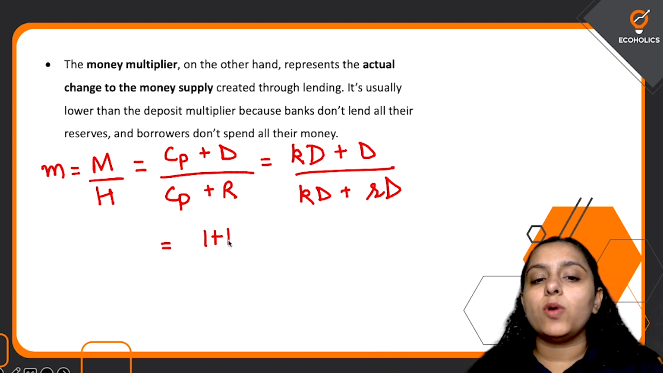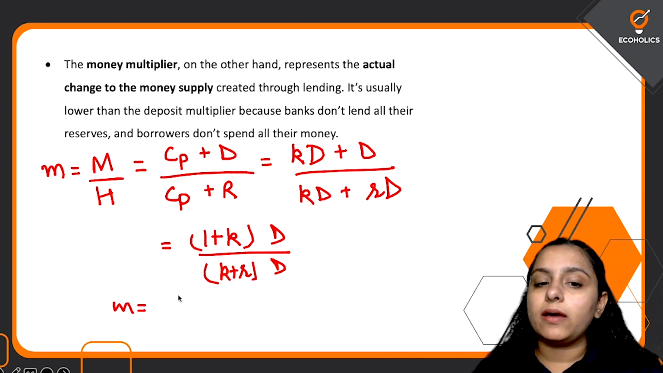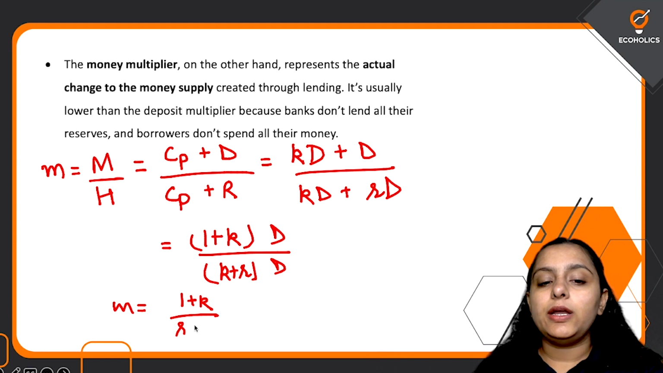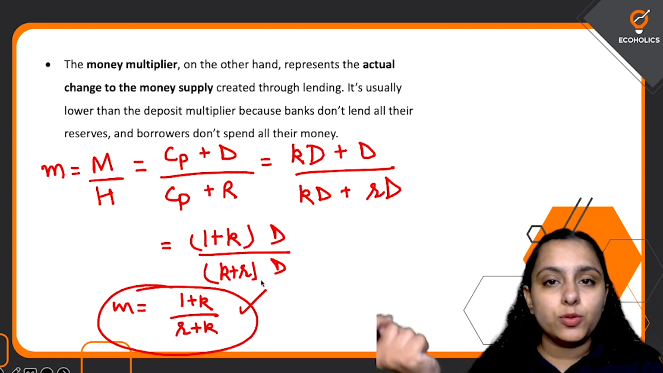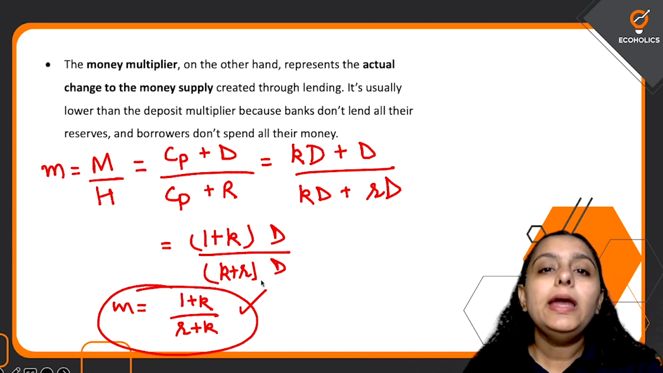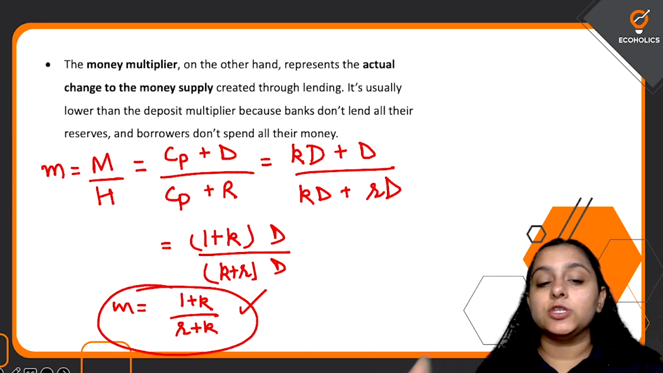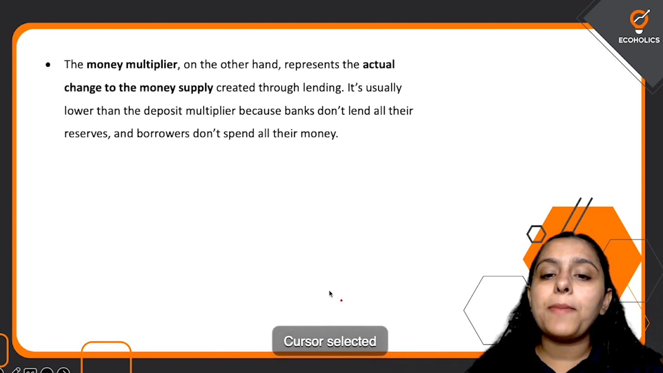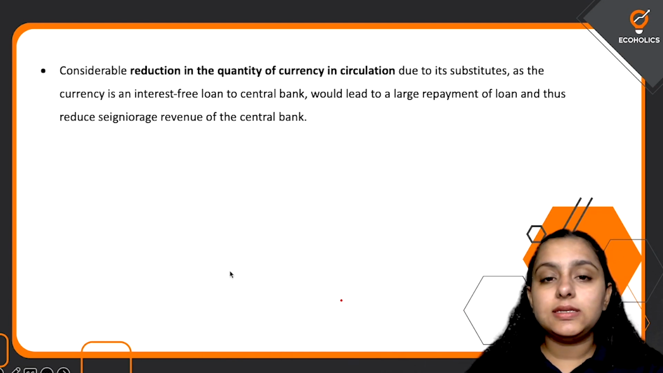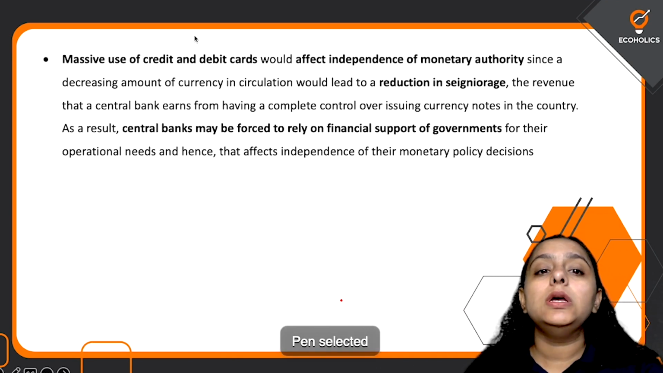So what do I get? I will be getting an answer (K plus 1) into D upon (K plus R) into D, taking D out common. So the final value of money multiplier hence becomes (1 plus K) upon (R plus K). So it means money multiplier depends on the currency to deposit ratio, which is denoted by K, and the reserve ratio, of course. Now this is the first part, answering to the first part. The second part asks you about the impact of increase in the usage of credit cards and debit cards on the money multiplier.